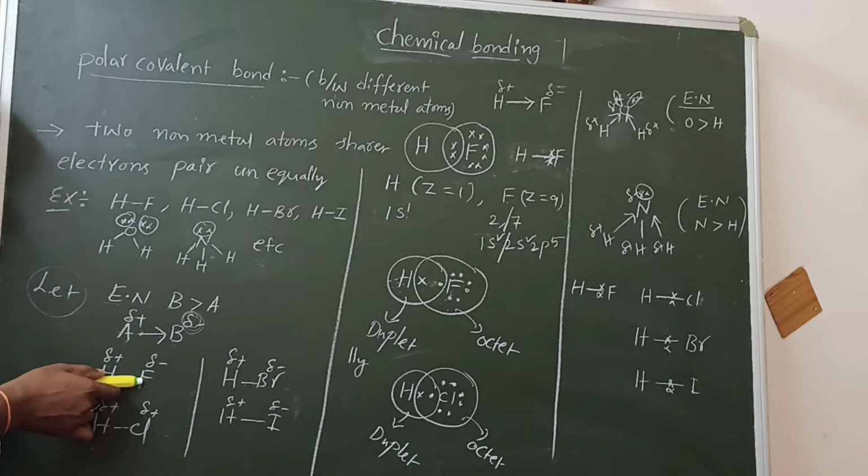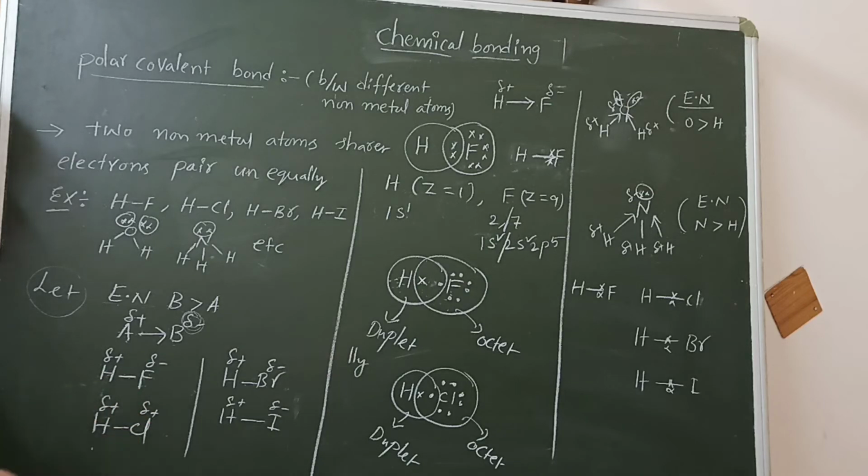In a similar way, in hydrogen fluoride, we know that fluorine is a more electronegative element compared to hydrogen. So the bonding electrons are pushed toward the fluorine atom side. On fluorine we get a partial negative charge, whereas on hydrogen we get a partial positive charge. Why? Because more of the electrons shift towards the fluorine atom side.